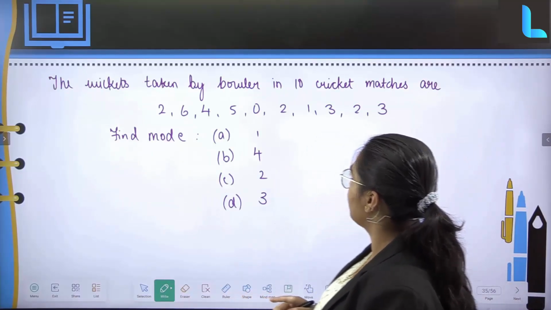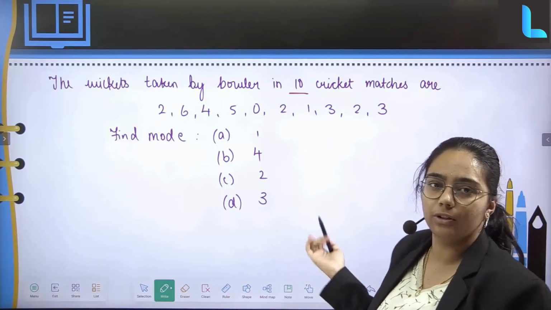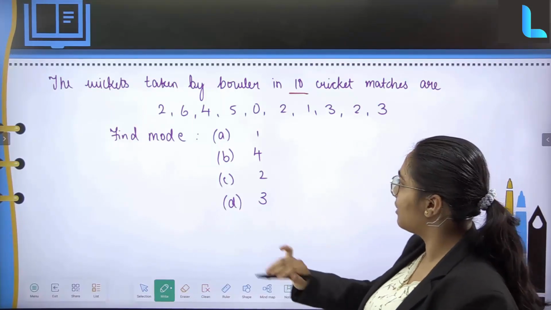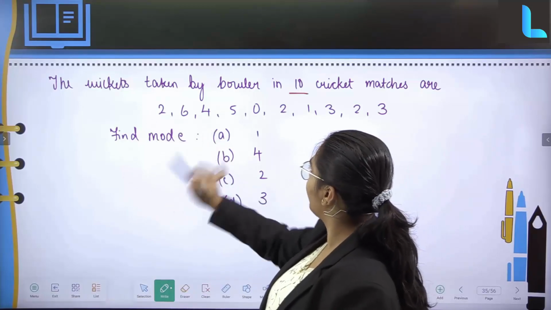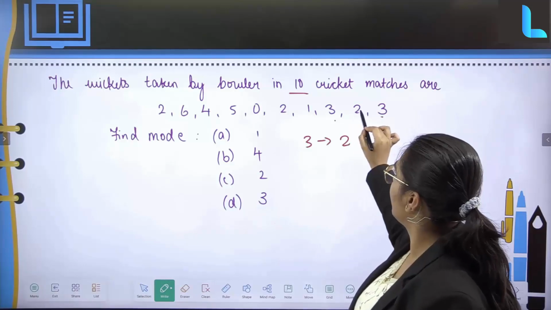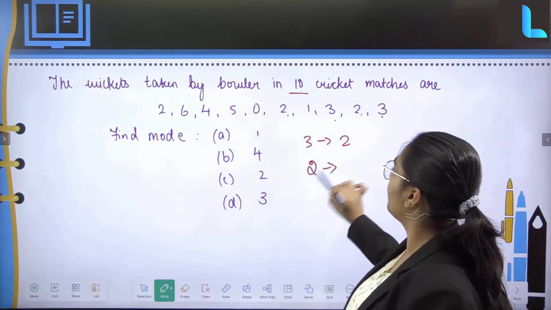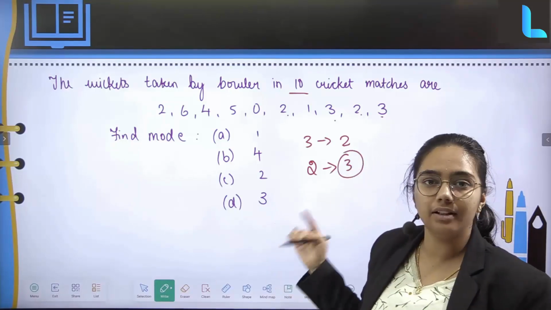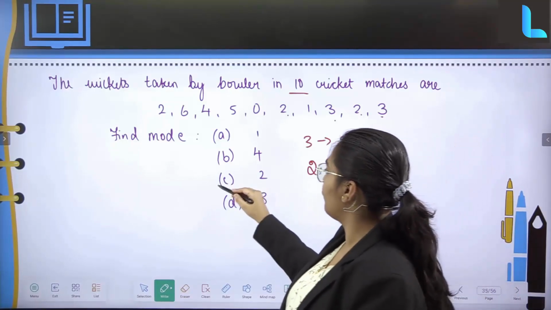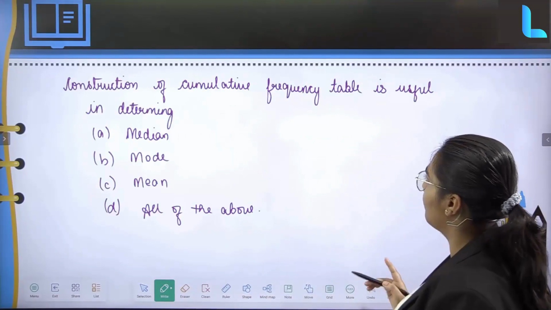The wickets taken by the bowler in 10 cricket matches have been given, and you have to find the mode. This is a very simple question, just quickly run through. If I look at the values, 2 is what I have; the number 2 is repeated thrice. Therefore the option I have to choose is 2. That is the value of mode.